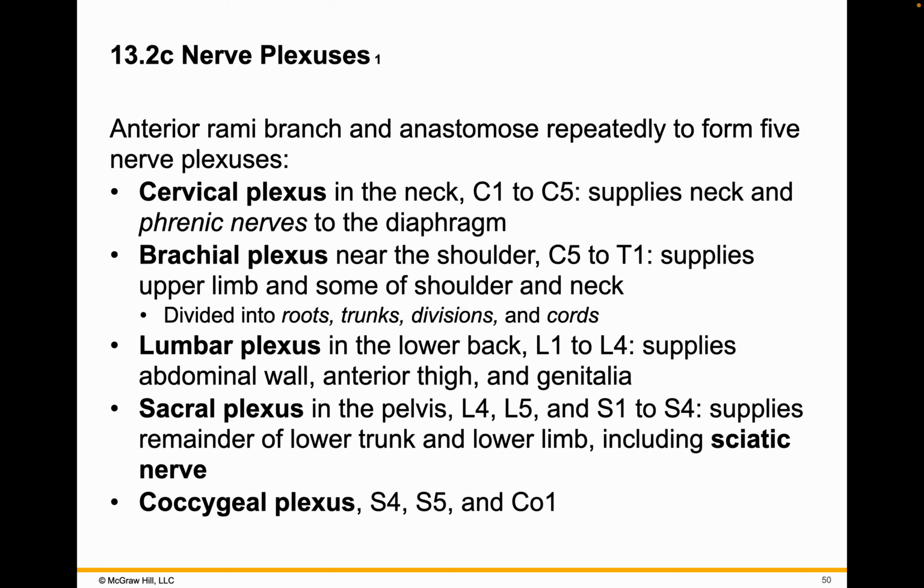The lumbar plexus in the lower back, L1 through L4, supplies the abdominal wall, anterior thigh, and genitalia. The sacral plexus in the pelvis, L4, L5, and S1 through S4, supplies the remainder of the lower trunk and lower limb, including the sciatic nerve.